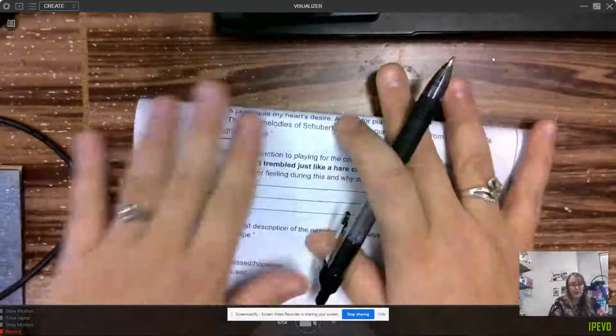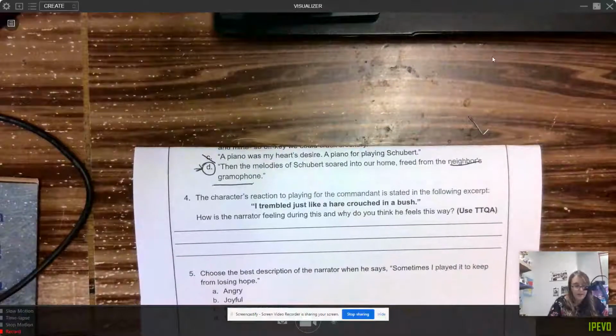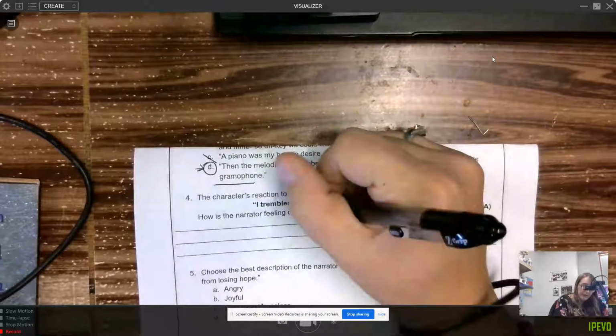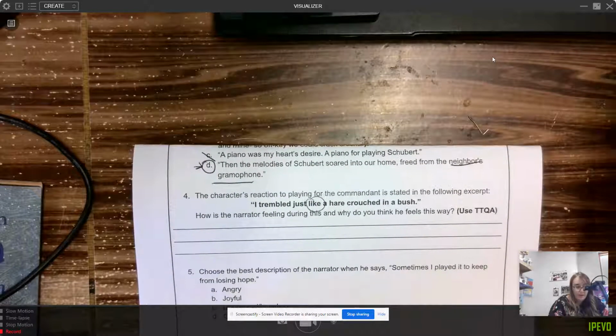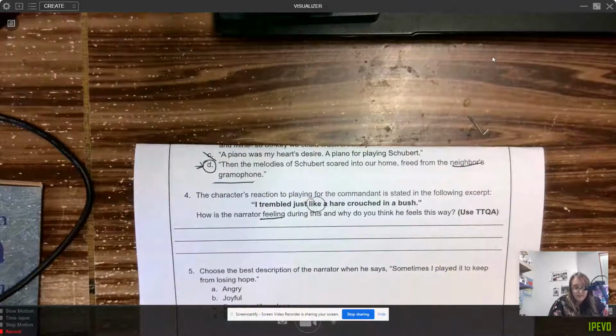The character's reaction to playing for the commandant is stated in the following. I trembled like a hare crouched in a bush. Ooh, I trembled like a hare. First of all, that's a simile. That's kind of just a snippet. How's the narrator feeling during this, and why do you think he feels this way?